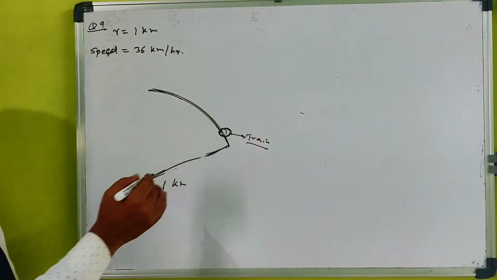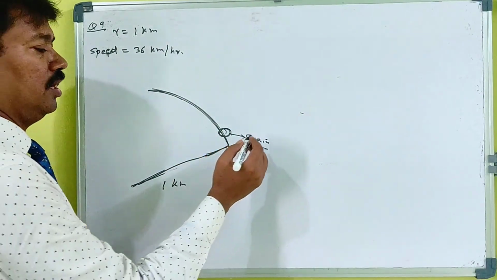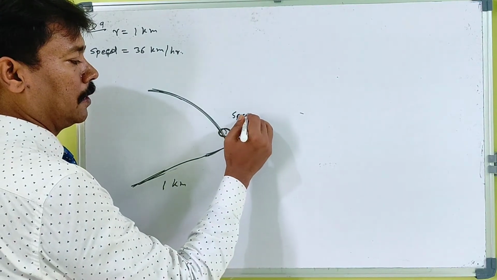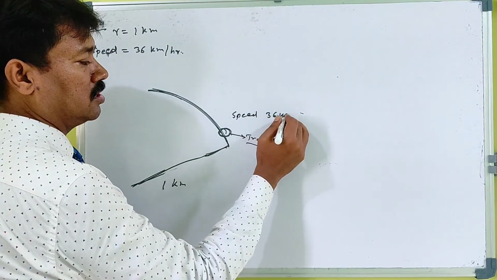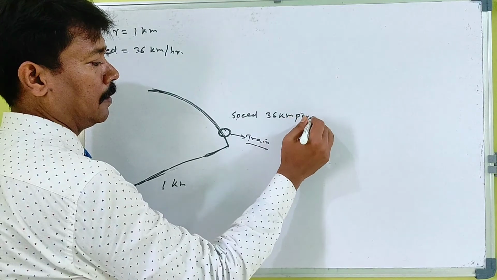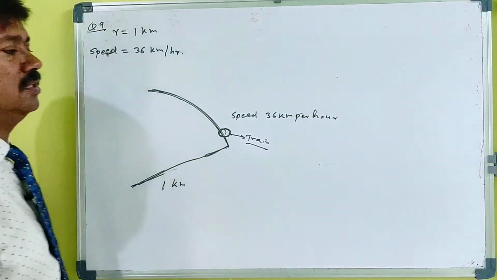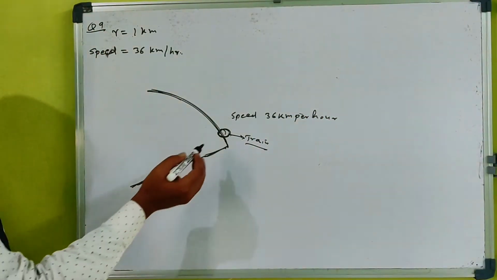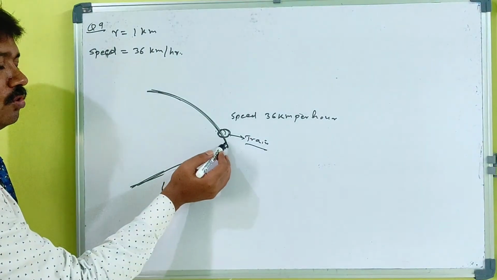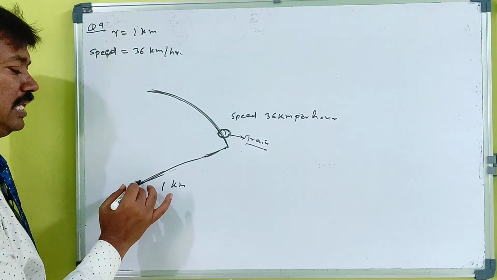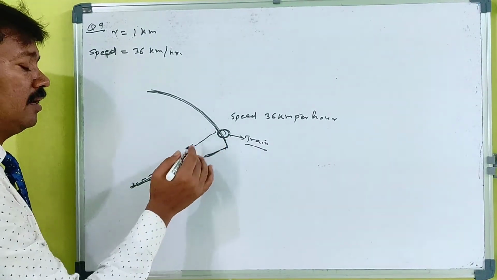The radius is given as 1 kilometer and the speed of the train is given as 36 kilometer per hour. So in 30 seconds the train will travel a distance from here to here. How much angle will it travel in 30 seconds?